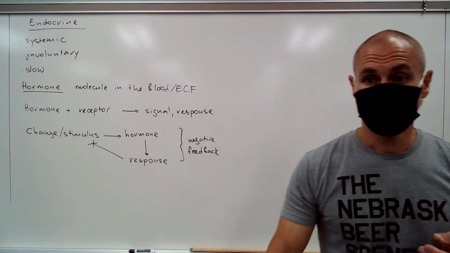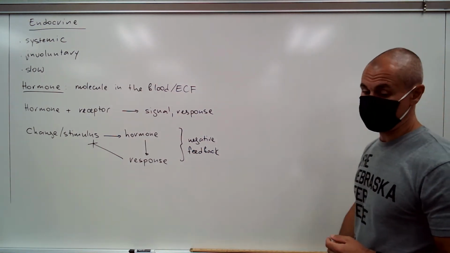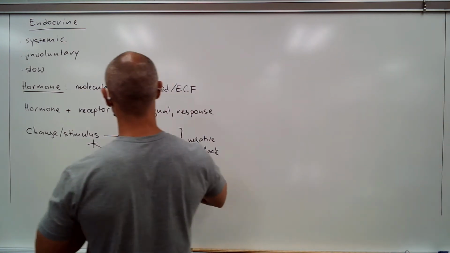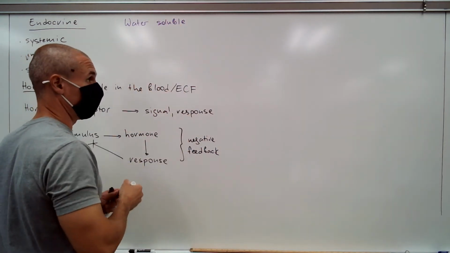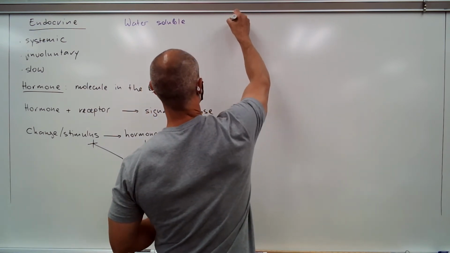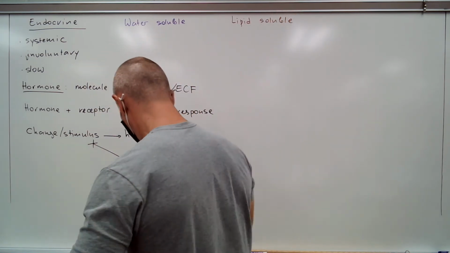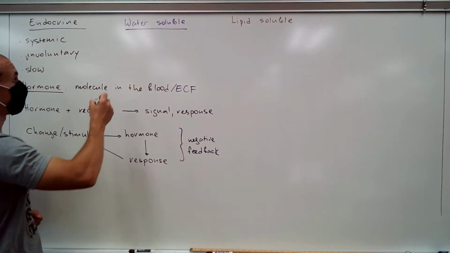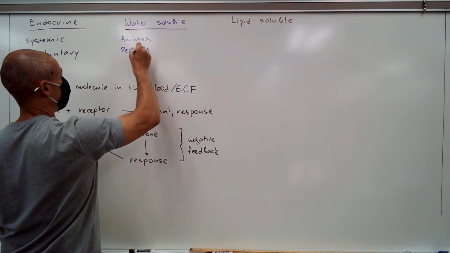Now, hormones can be divided into two large groups based on their ability to be dissolved in water. Those two large groups are obviously water-soluble hormones and lipid-soluble hormones. So water-soluble hormones, there are three major categories: amines, peptides, and proteins.